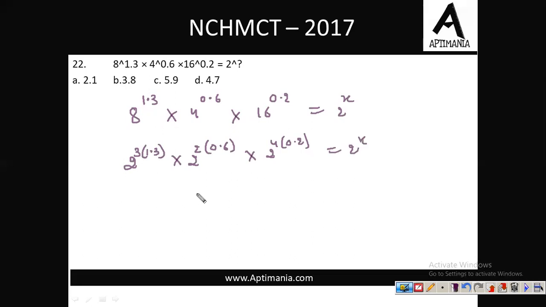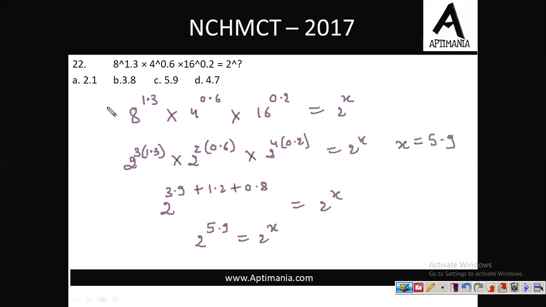Now since the base is same, we can simply add all these values. So this is 2 raised to power 3 into 1.3 is 3.9, plus 2 into 0.6 is 1.2, and 4 into 0.2 is 0.8, is equal to 2 raised to power x. So this is 2 raised to power 5.9 is equal to 2 raised to power x. So from comparing these two, x comes out to be 5.9. So the correct answer is option C, that is 5.9.